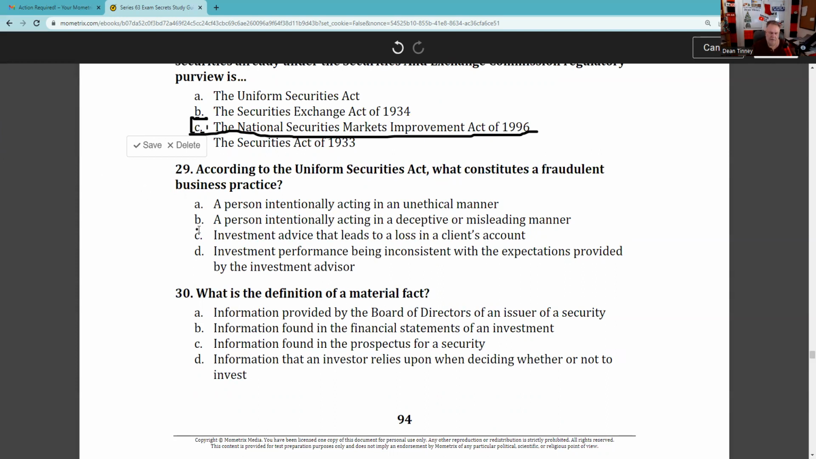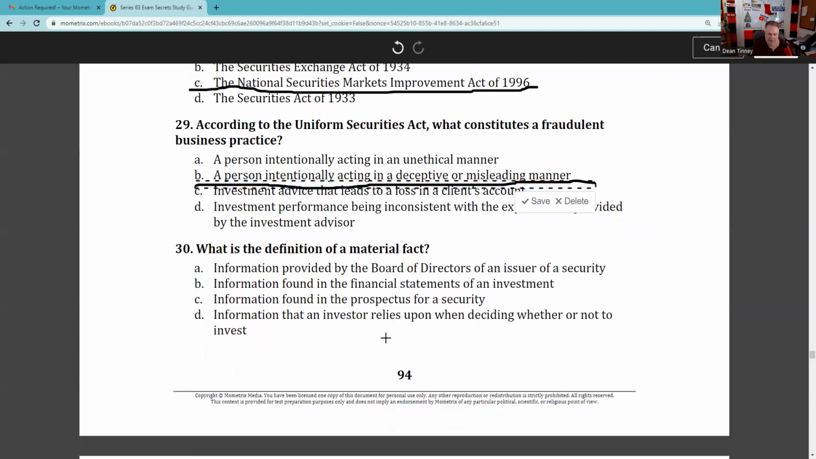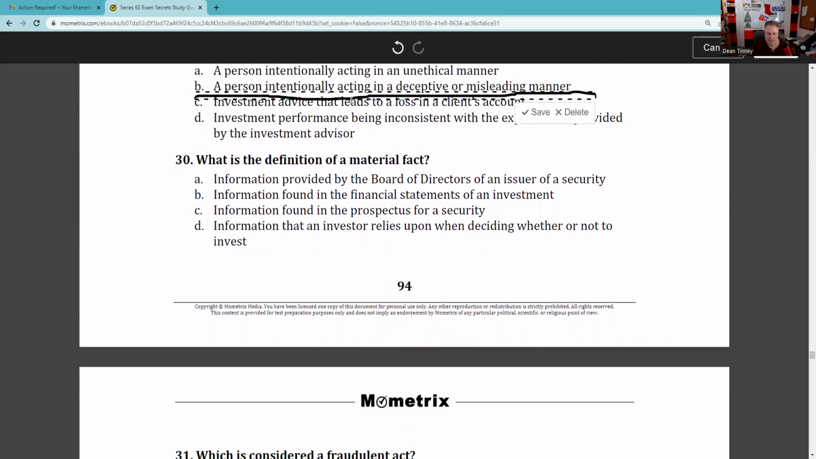Now, make sure you know the unethical practices would include, very testable, things like selling dividends, breakpoint sales, fictitious accounts. Very, very testable, all those unethical business practices.